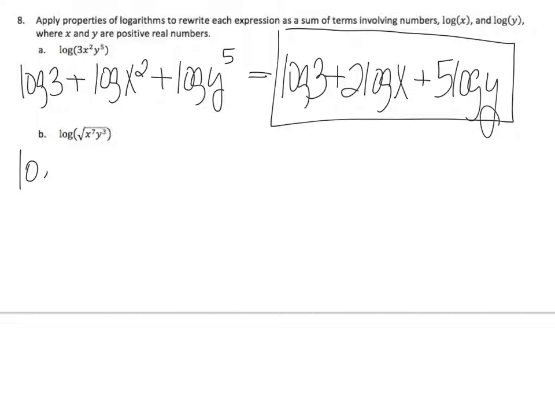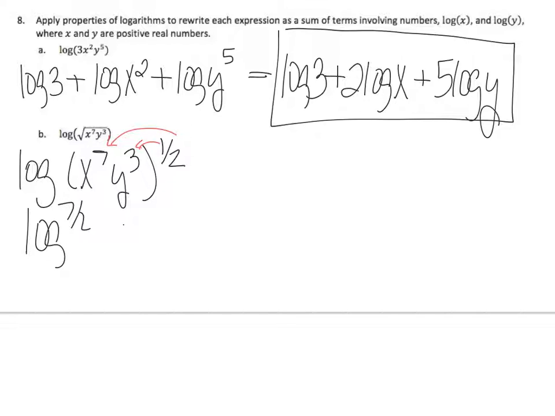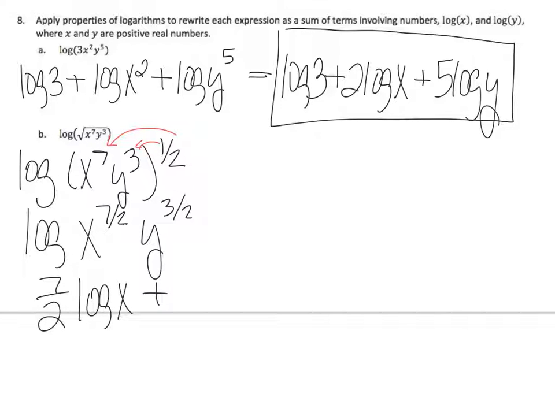Okay, let's go ahead and take that square root and put it up in the power spot, or the exponent spot. x to the 7th, y to the 3rd, all raised to the 1/2. Now I'm going to go ahead and drop that. Actually, let's go ahead and distribute that 1/2 into our parentheses. That gives me log of x to the 7/2, y to the 3/2. Now we can expand it. 7/2 log x plus 3/2 log y.